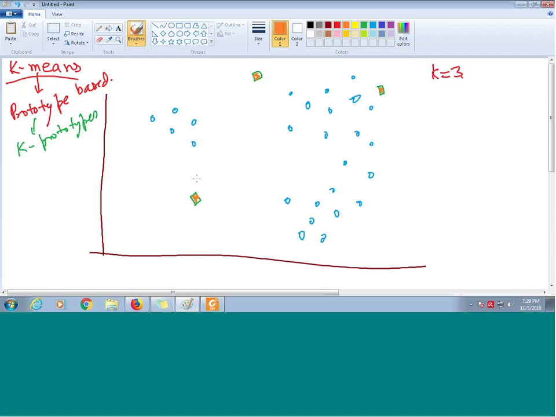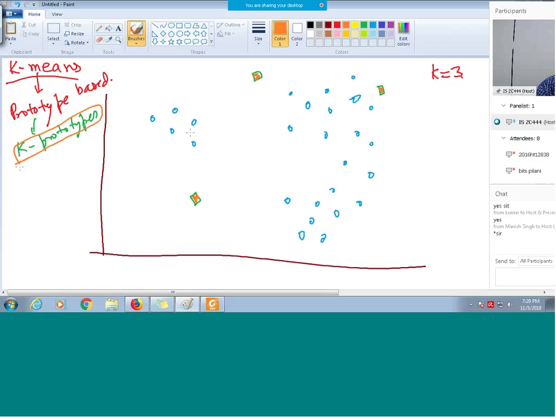What I told you, let's assume that these are the data points. Now I need K prototypes, because this algorithm is a prototype based algorithm. So I have to decide where to put the prototypes. Randomly, I find some places and put them there.